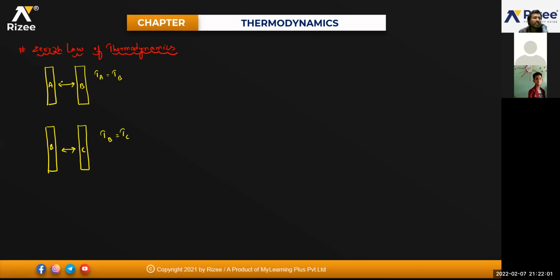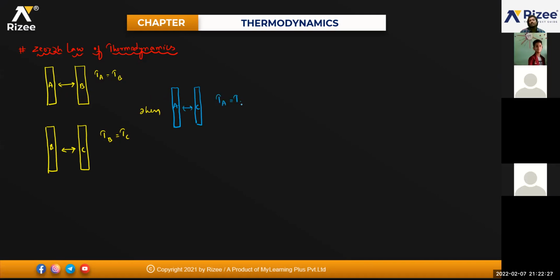See, if temperature of A and temperature of B are same, then A and B are in thermal equilibrium with respect to each other. If the temperature of B is equal to temperature of C, that means B is in thermal equilibrium with C. Then what can I say, beta? A is also in thermal equilibrium with C, because temperature of A will be equal to temperature of C. Is that clear? If A and B are in thermal equilibrium and B and C are in thermal equilibrium, then A and C are also in thermal equilibrium with respect to each other.